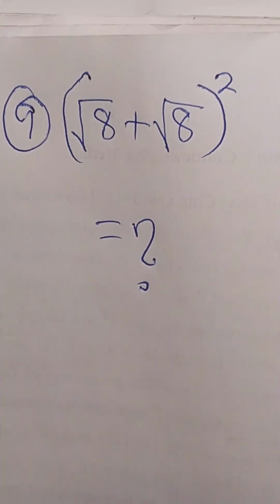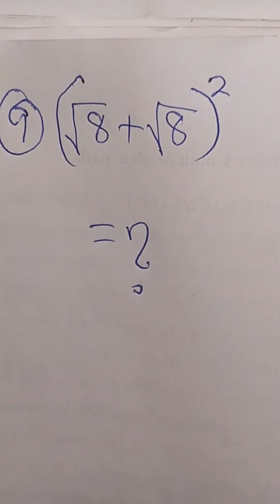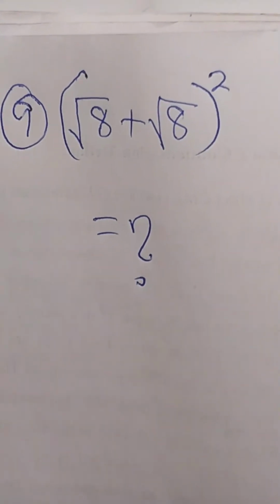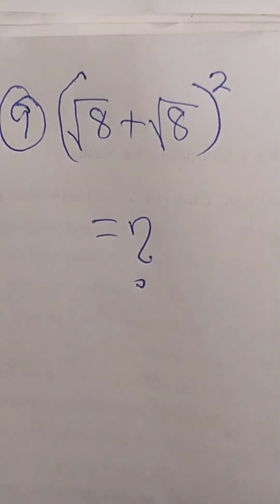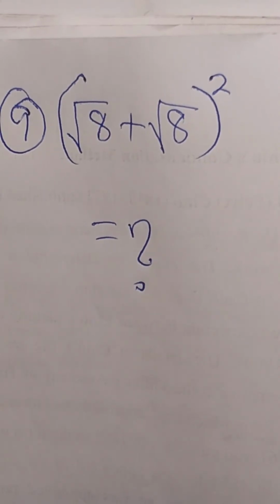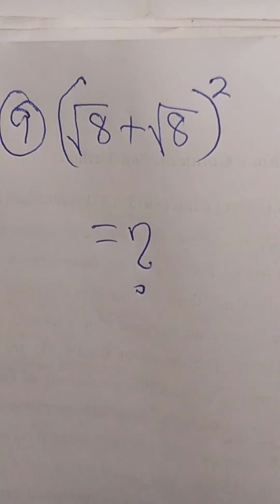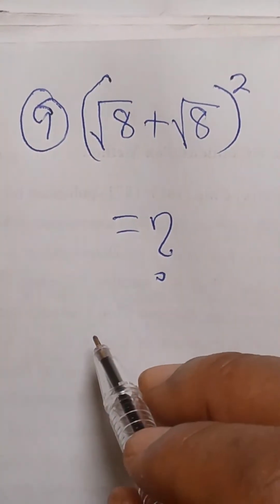So square root of 8 plus square root of 8, all squared, is equal to what? So let's check. Let me see your answer. Square root of 8 plus square root of 8 is equal to what? Let me solve it in the absence of any answer.